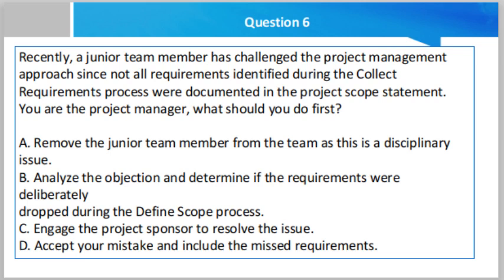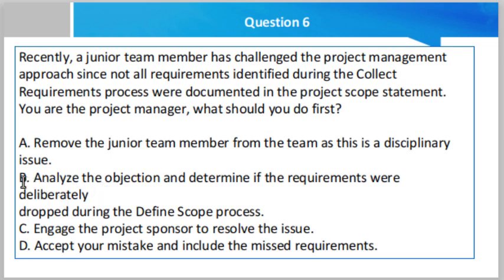Options: remove the junior team member from the team as this is a disciplinary issue; analyze the objection and determine if the requirements were deliberately dropped during the define scope process; engage the project sponsor to resolve the issue; accept your mistake and include the missed requirement. Friend, this is a very important question. This will check your knowledge. So the answer is B.